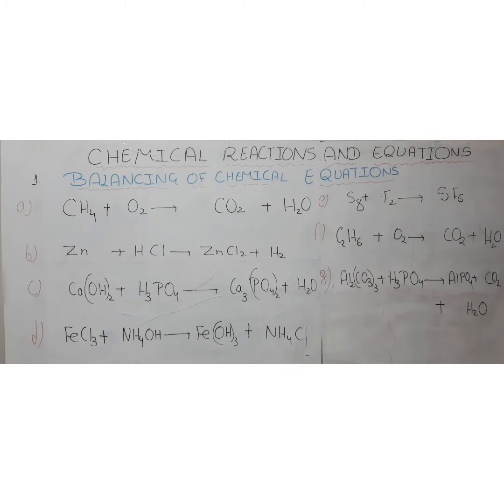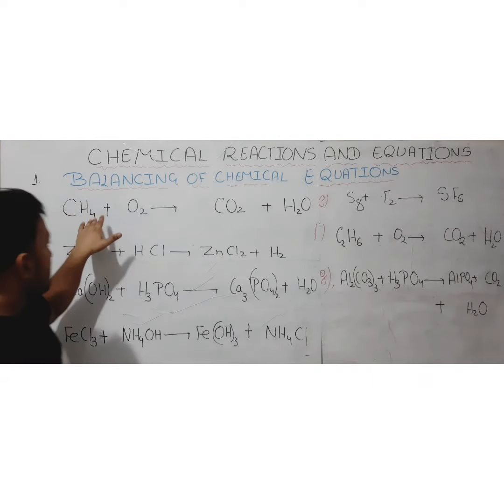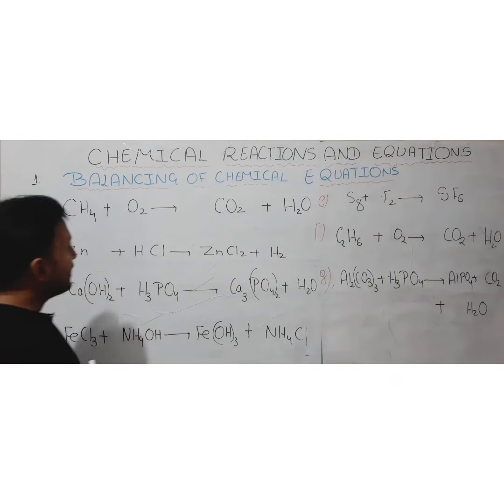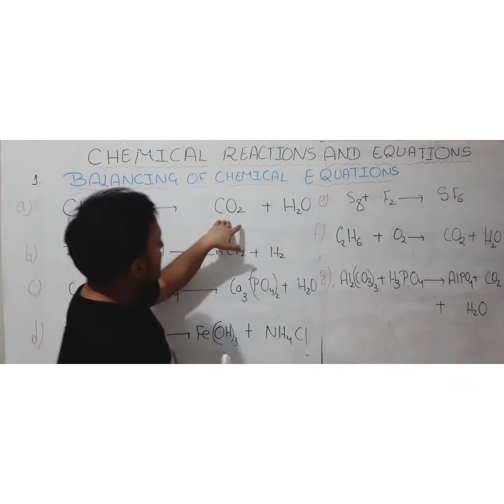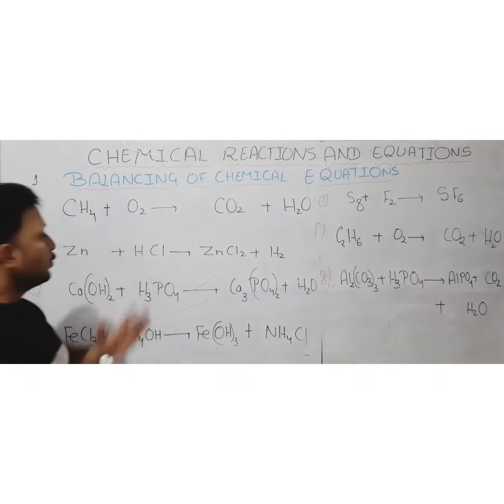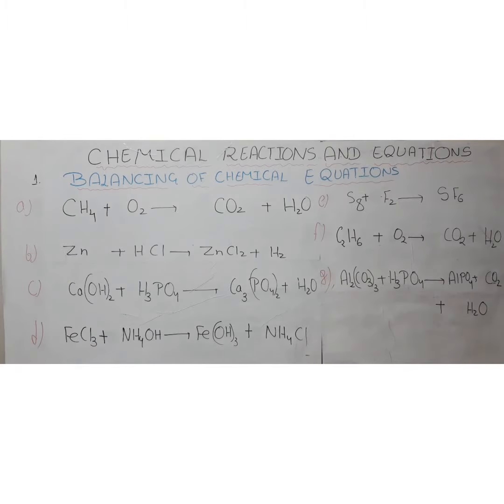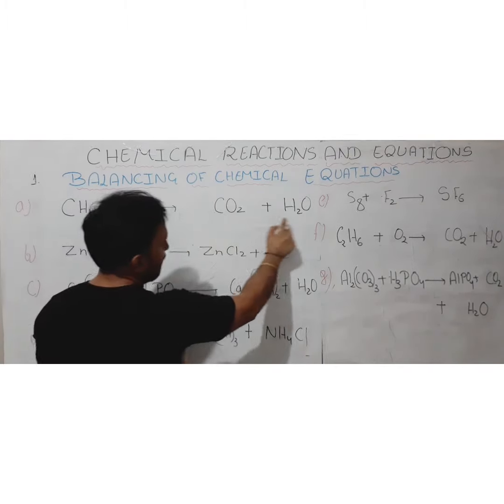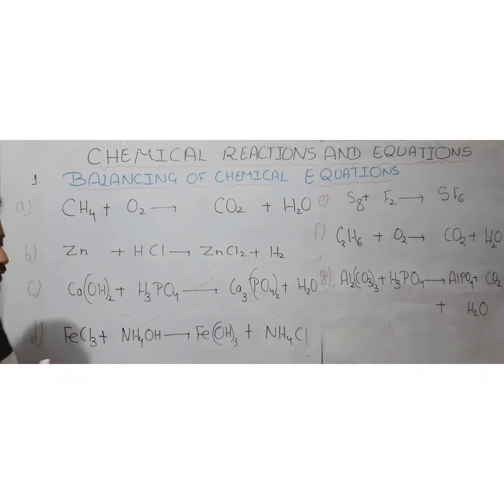In the first equation we have here, CH4, known as methane, is reacting with oxygen gas and we are getting carbon dioxide and a water molecule. This is the chemical equation. That is, our reactants are methane and oxygen, and carbon dioxide and water are the products. Let's first see whether it is balanced or not. For the first equation we can do it like this, so you will have the idea also.